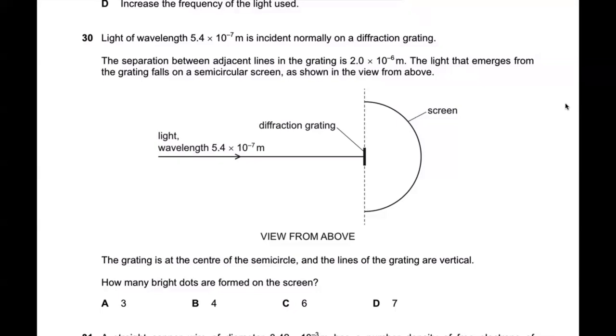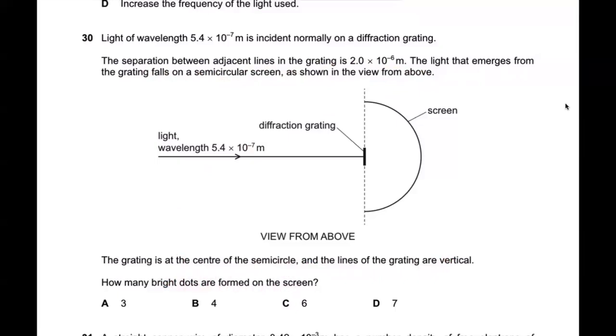So this shows light of wavelength incident on a diffraction grating. Separation between adjacent lines is this much. Light that emerges from the grating falls on a semicircular screen as shown from above. Grating is at the center of the semicircle, lines are vertical. How many bright dots are formed?